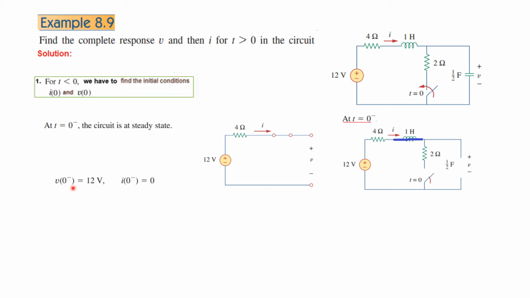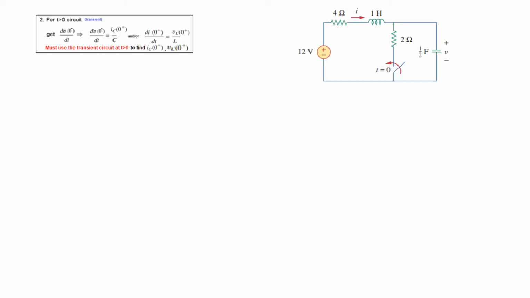So we write V0 or V0 minus. V0 minus we'll call it, is 12 volt, and since no current is flowing, therefore I0 minus will be 0 ampere. Okay, now we are in step number 2.